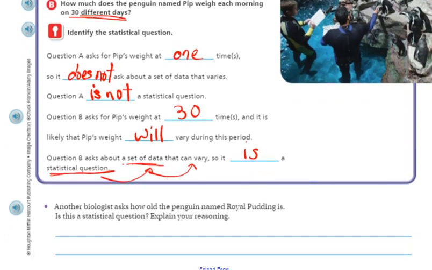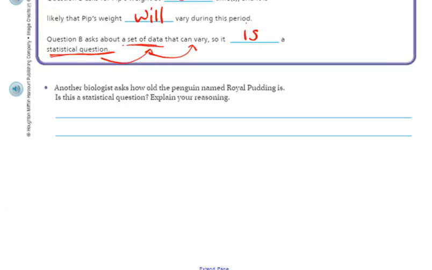So let's go ahead and scroll down here. Just going to extend my page here. Okay, please follow along as I read. Another biologist asks how old the penguin named Royal Pudding is. Is this a statistical question? Explain your reasoning. Okay, so think about that for a second. If we get one age for Royal Pudding, is that a data set that would vary? And the answer here is no, because you're only going to get one age. All right, so we're going to go ahead and write that in here.